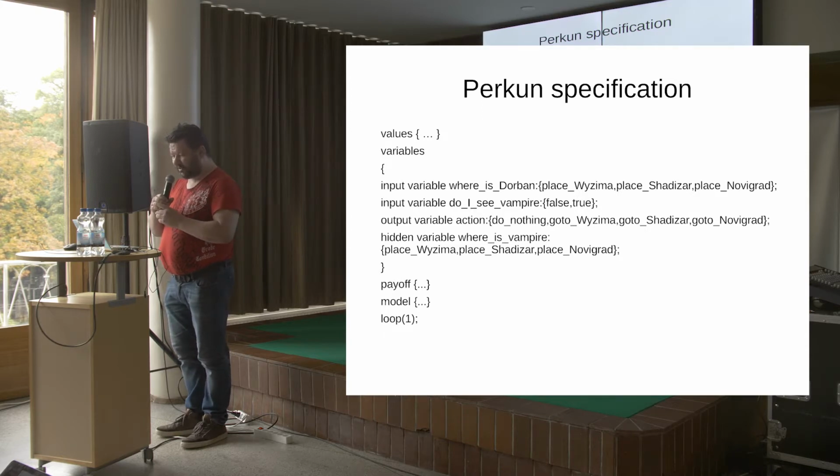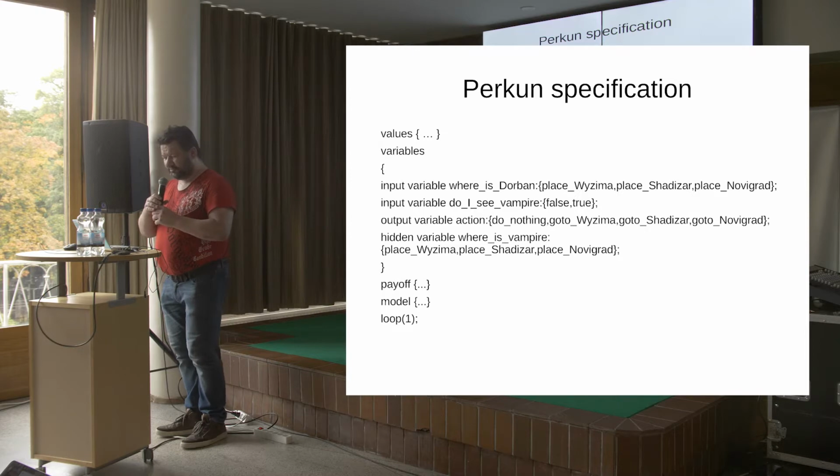There's one output variable, and there's a hidden variable, where is vampire? And this where is vampire is not directly perceived. Of course, when you see the vampire, you know that he is there. But if you don't see him, then you're not sure where he can be. It depends on the past, on the history. And therefore the belief is important.